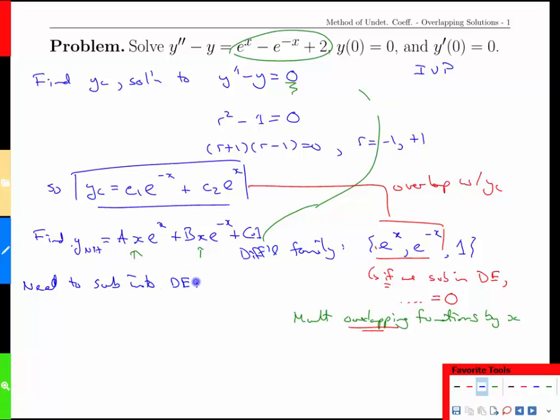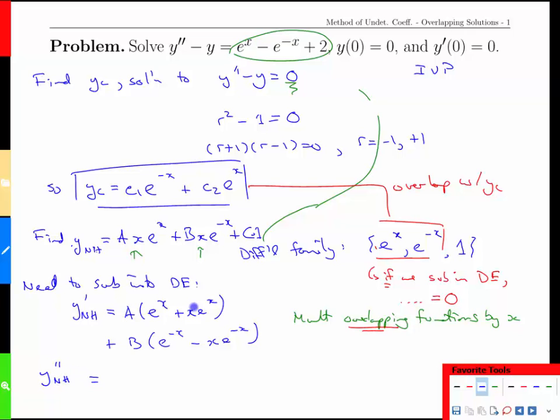If we need to sub that into our differential equation, we're going to need a second derivative of that. Well, we can't go straight to that. Let's take one derivative at a time. The derivative of the first term is a product rule, e to the x plus x e to the x. Derivative of the second term is e to the negative x minus x e to the negative x. And the derivative of the third term is just 0.